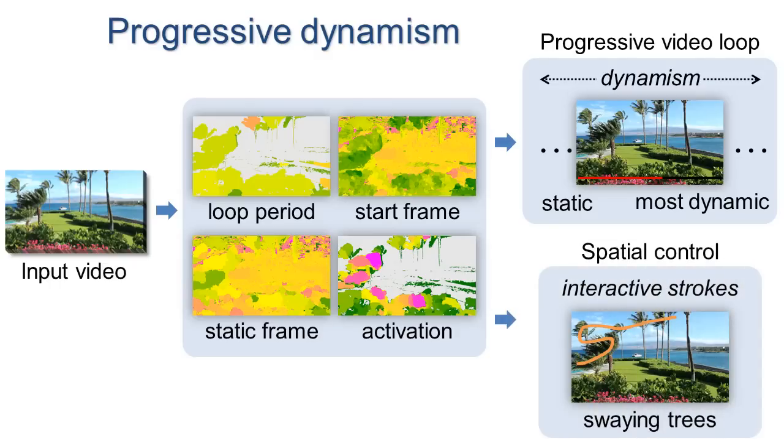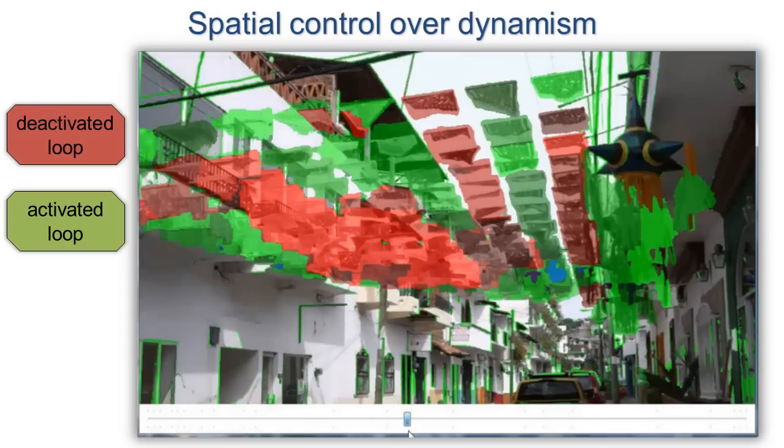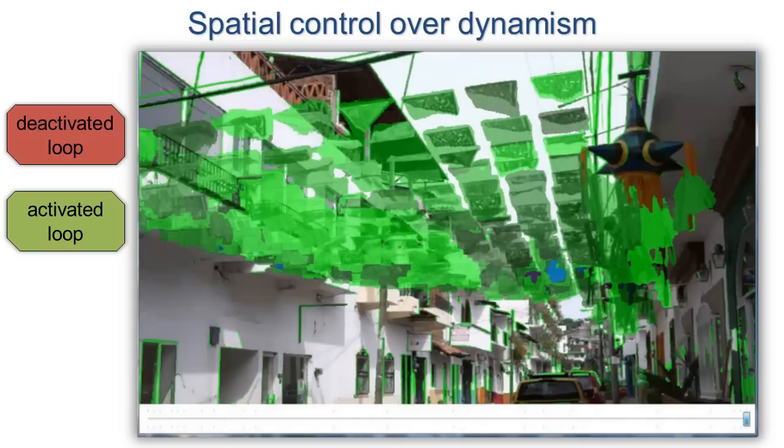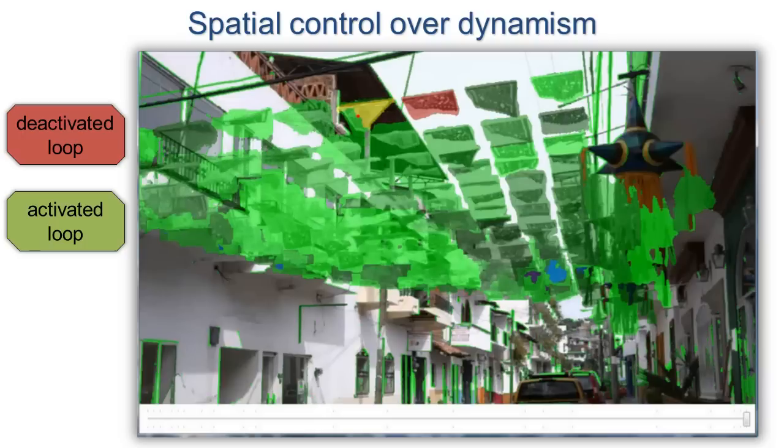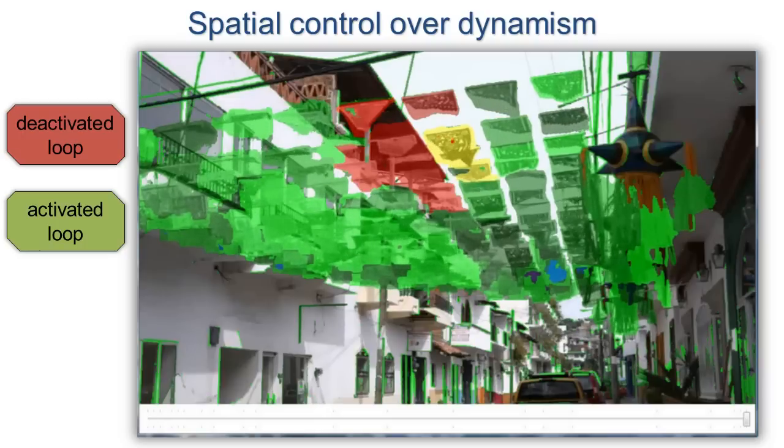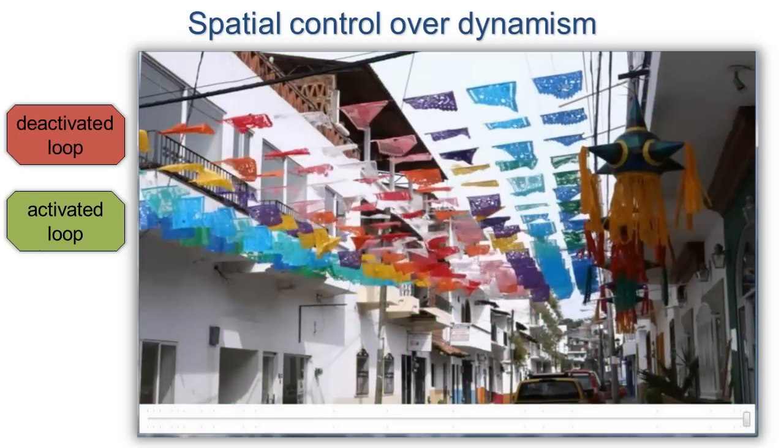The representation also allows spatial control over dynamism. Whereas the slider defines a single priority over looping pixels, we can override this by clicking a set of natural regions. These independently looping regions automatically preserve spatial consistency.